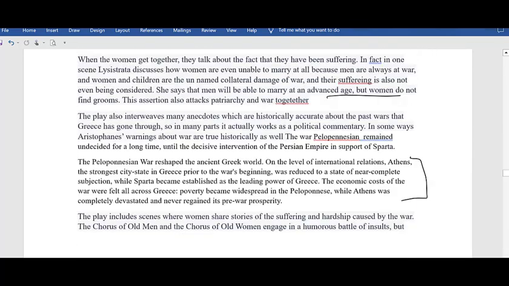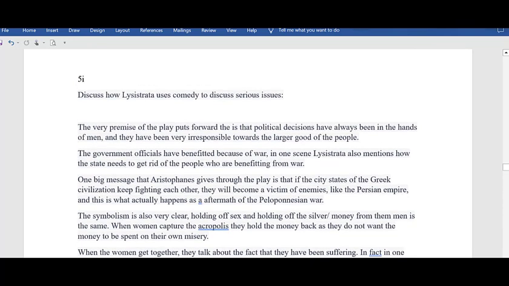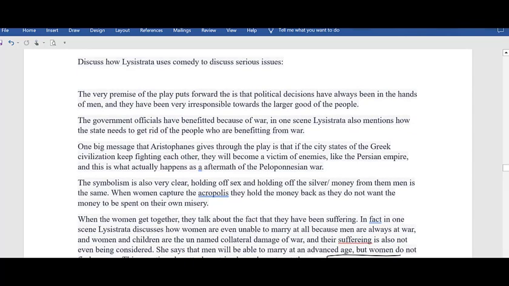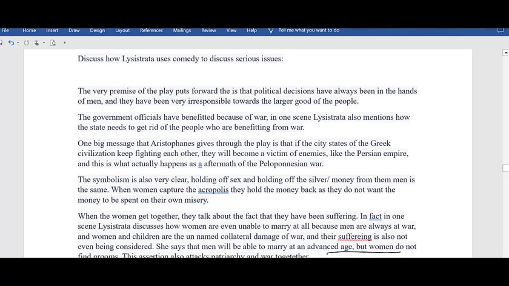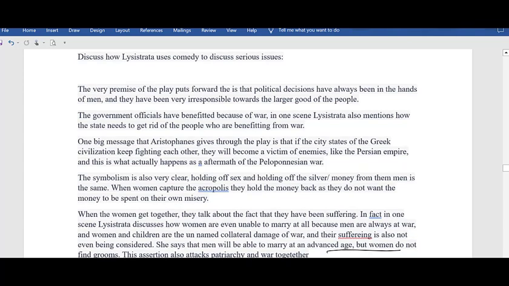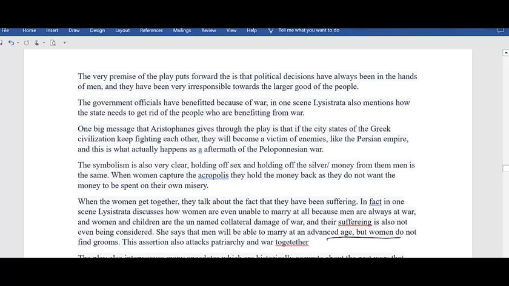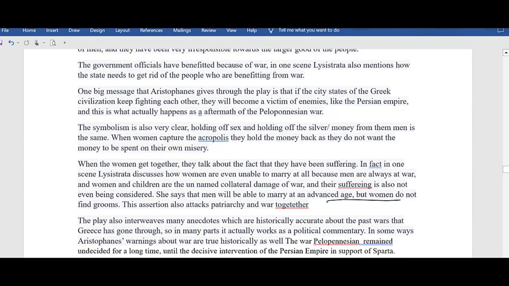The other optional question for this particular question number 5 is, how does Lysistrata use comedy to discuss serious issues? The answers here would overlap, but the instances that you would give in this answer would be different. In the very premise of the play, it's put forward that the political decisions that have always been in the hands of the men are not right. Men have been irresponsible towards the larger good of people. The government officials have benefited because of war. And in one scene, Lysistrata also mentions how they need to get rid of war.